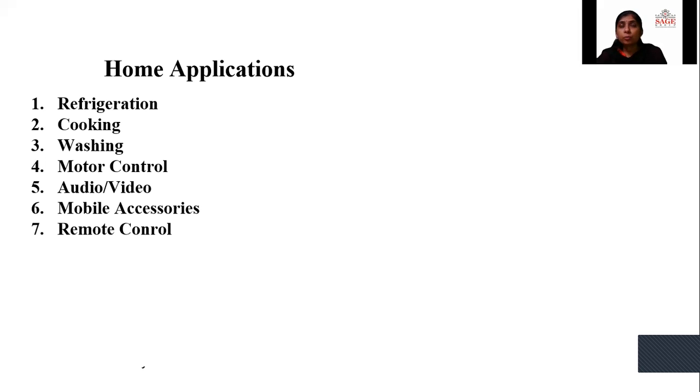So what is the basic definition of microprocessor? It is the combination of two words, micro and processor. Micro means very small, and processor means performs operations. And we have discussed different applications of this subject, microprocessor.